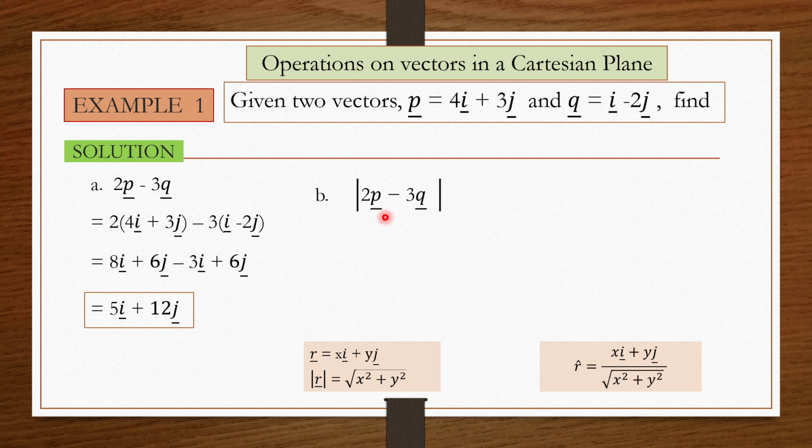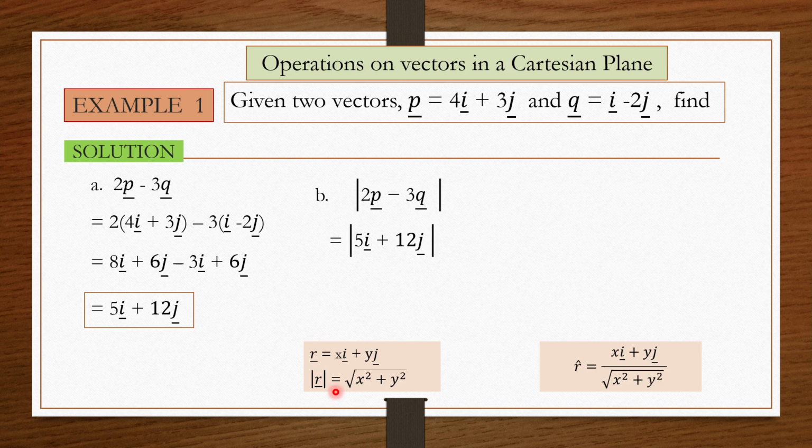The second question you are given is this. Remember, when you have the modulus, that indicates magnitude. So here you are asked to find the magnitude of vector 2p minus 3q. Since we have found 2p minus 3q in section A, you can replace it as 5i plus 12j. Now, if you still remember how to find the magnitude, you can use the Pythagoras theorem.